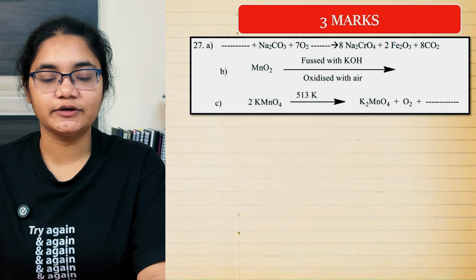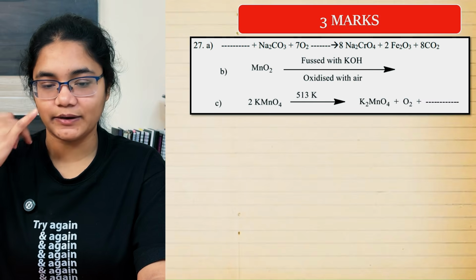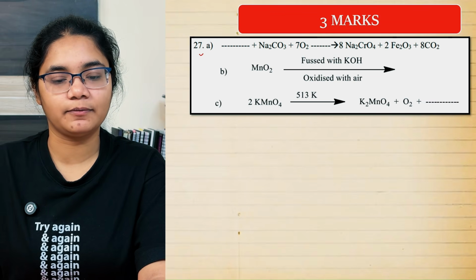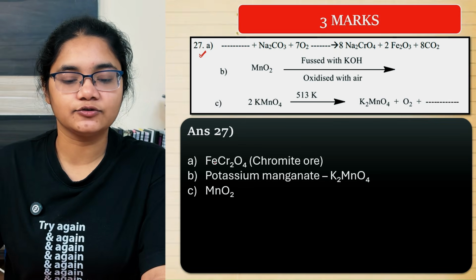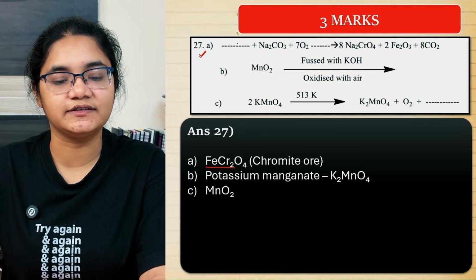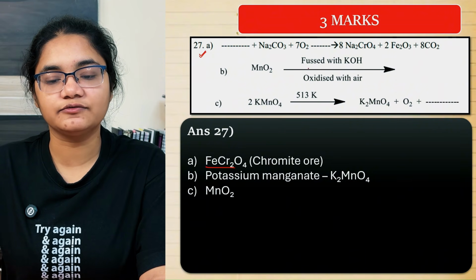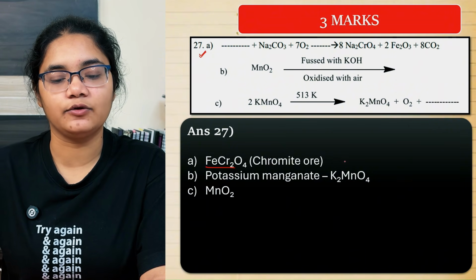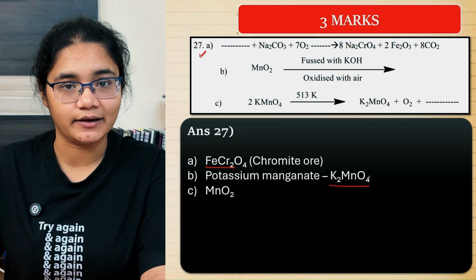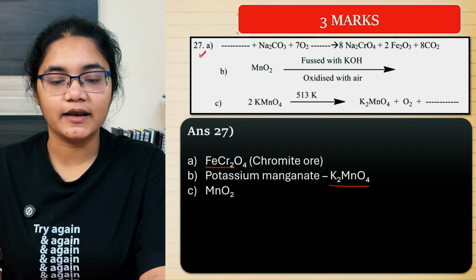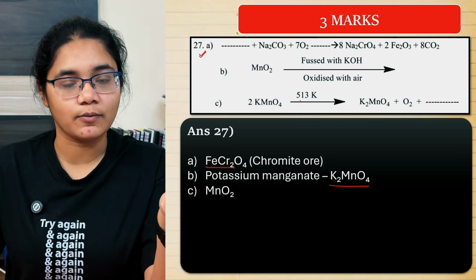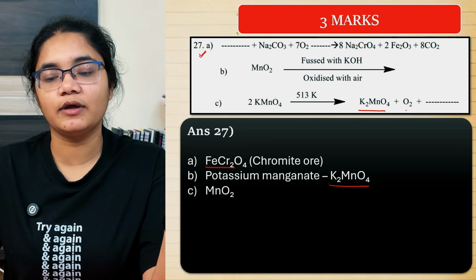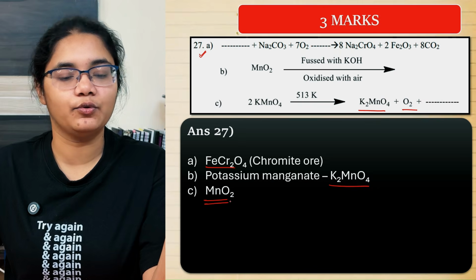Okay, next question is to write the equation and you have to fill it. So this is again from the preparation of potassium dichromate. So here first we take the iron chromite FeCr2O4. Then when MnO2 is fused with KOH and oxidized with air, you get potassium manganate, not permanganate, K2MnO4. Then when this KMnO4 is heated at 513 Kelvin, this is for decomposition of KMnO4, you get K2MnO4 plus O2 plus MnO2.